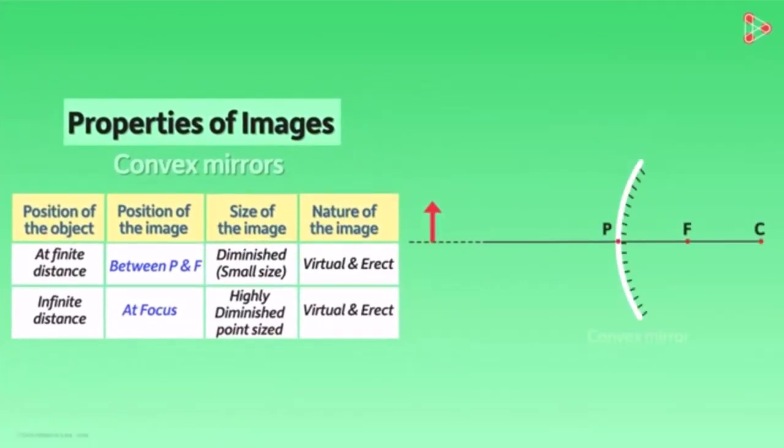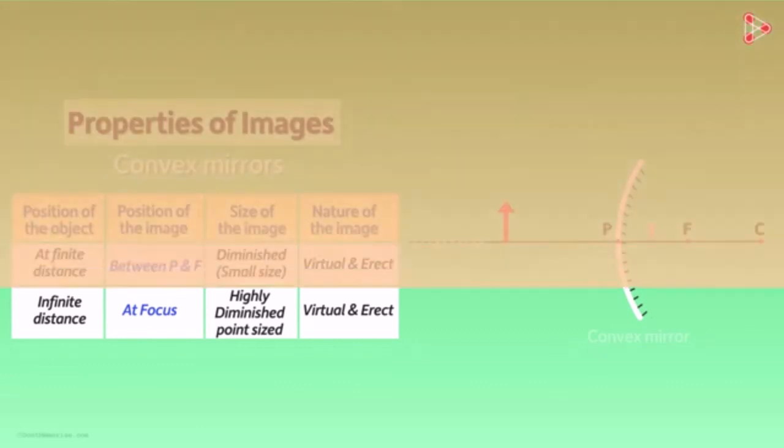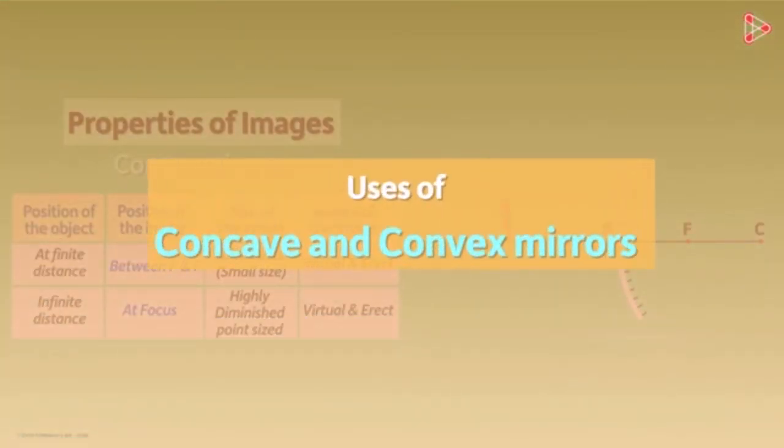When the object is infinitely far away from the mirror, we get a point-size image at the focal point. And as we keep moving the object towards the mirror, the size of the image keeps increasing and it appears to be coming closer to the backside of the mirror. In the next video, we will see some uses of concave and convex mirrors in real life.